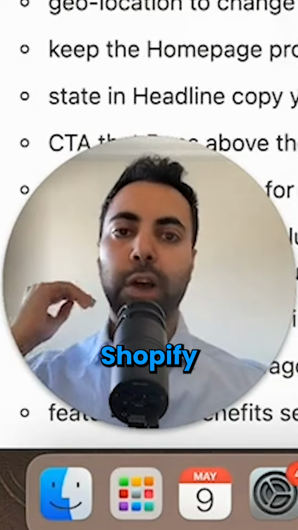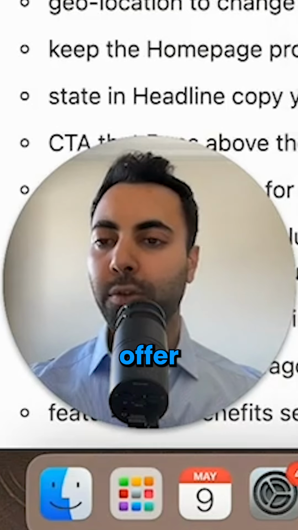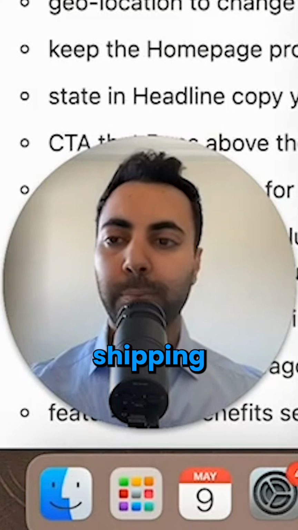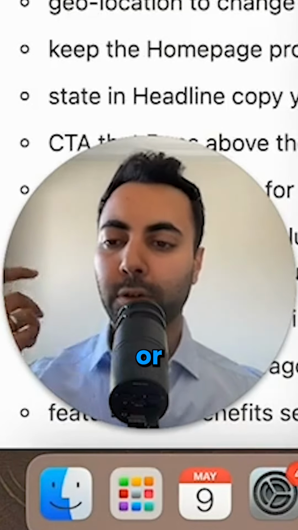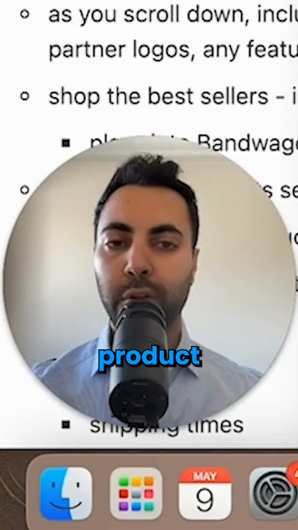Whenever you first go to a Shopify store, the first thing people see is this top bar. This is called the banner or the announcement bar. You want to have a special offer benefit in the banner: free shipping, guarantees, a seasonal or promotional sale. Make sure you have it right at the top so people can see it right away. Remember to keep your homepage product focused.